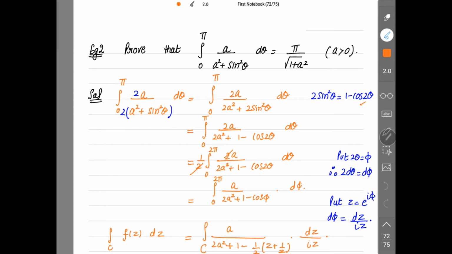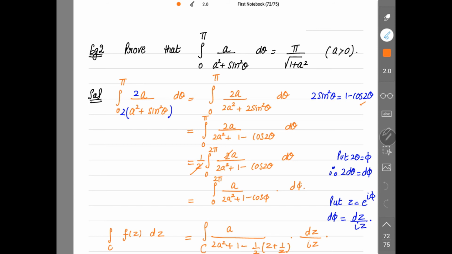If it is 0 to 2 pi, then it's okay. If not, you have to change this limit to 0 to 2 pi, right? Adjust your functions which are given in the integration. You must have cos, right? And then after changing the limits, putting the integration in terms of cos, just apply z in the polar form, put the whole function in terms of z, calculate your poles, apply the Cauchy residue theorem, and that's it.